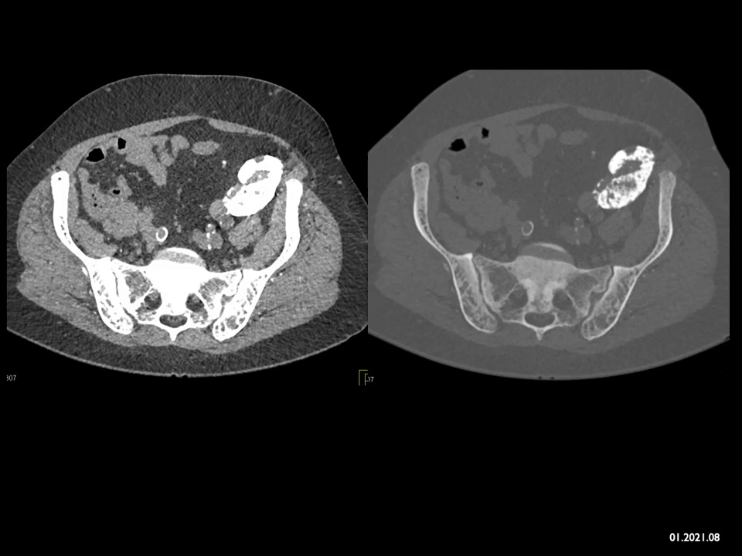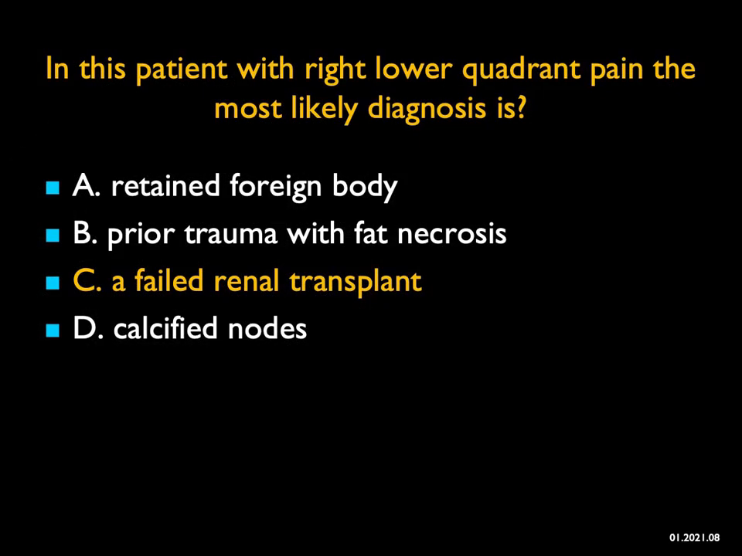I mean, you always worry about retained foreign bodies, things that are dense, that are calcified, or perhaps nodes, but this is not a nodal mass. And fat necrosis is something you think about, but it doesn't look like this. This is a classic failed transplant. And again, looking at the bone, recognizing the renal osteodystrophy should make your job even easier.